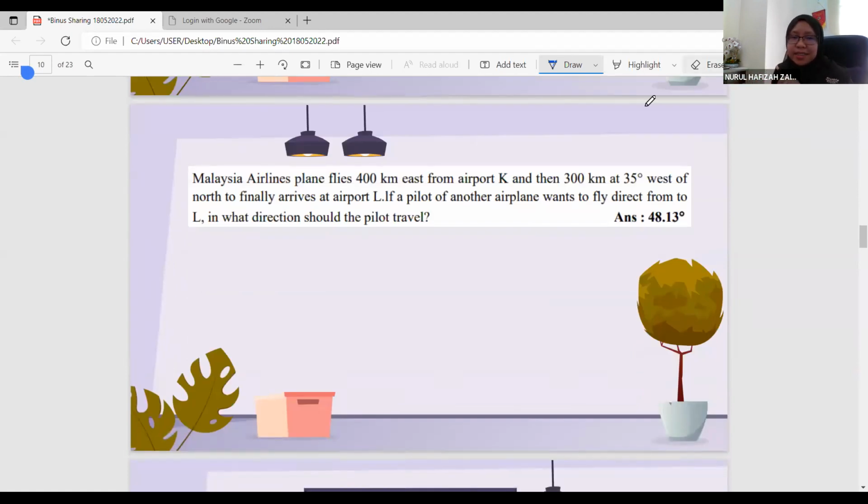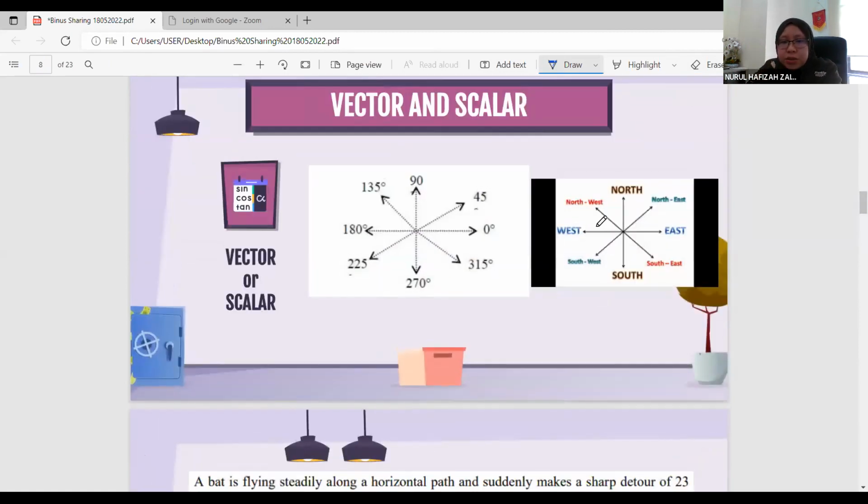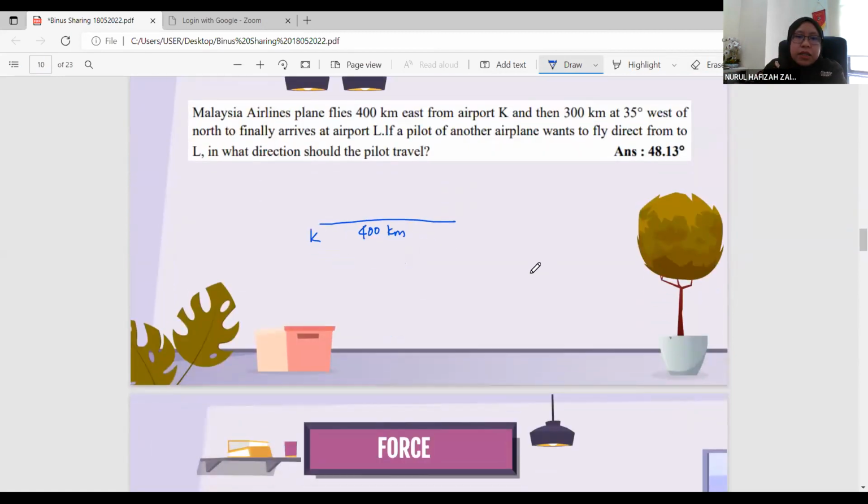How about this question? Normal people will say, oh, it's just a normal question, a normal situation. Malaysia Airline plane flies 400 kilometer east. So where is east? North, south, east. From airport K, 400 kilometer. And then 300 kilometer, 35 degrees west of north. So look at west north here. So it is 35 degree.